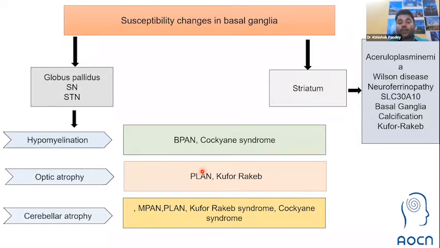If there is optic atrophy, then our probable diagnosis would be a PLA2G6 neurodegeneration or Kufor-Rakeb syndrome. If there is cerebellar atrophy, then the diagnosis will be narrowed to a mitochondrial protein associated neurodegeneration, or a PLA2G6 associated neurodegeneration, or a juvenile Parkinsonism, that is Kufor-Rakeb syndrome or Cohen syndrome.